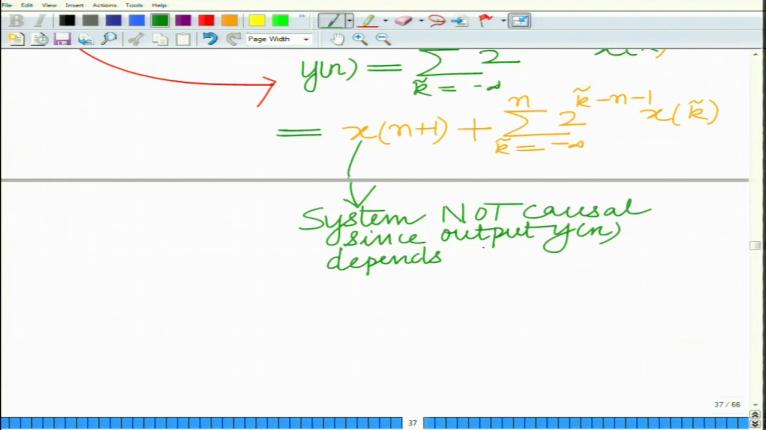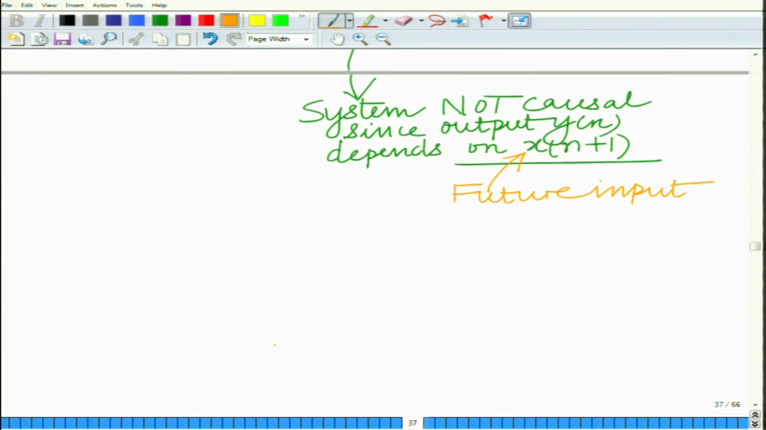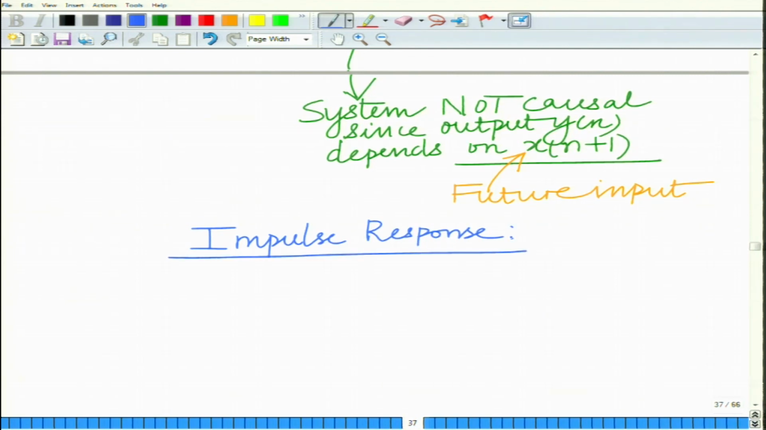It depends on x[n plus 1], and this, remember, is a future input, an input at a future time instant n plus 1. So this is not causal. And also, to find the impulse response of this system, if you look at the impulse response approach, to find the impulse response, set the input to the impulse.